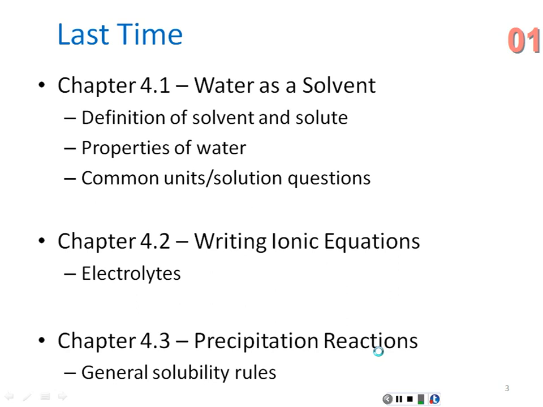We moved on to Chapter 4.2, which dealt with ionic reactions, writing ionic equations, and we defined what electrolytes were. Now, 4.3 was precipitation reactions. We talked about general solubility rules, and we saw that you can use ionic equations in precipitation reactions. And today you'll see that you can actually use ionic equations in acid and base reactions as well.